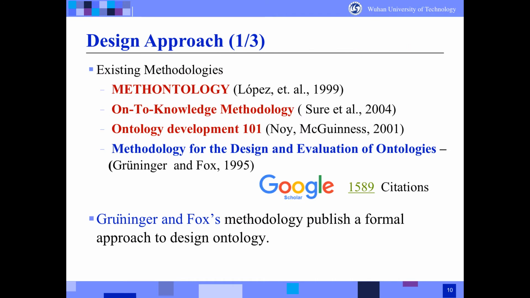To design our ontology, there are many methodologies discussed in the past. For example, the Onto-Knowledge methodology, Ontology Development 101, and one which is very old but is actually the base for all these designs: Methodology for the design and evaluation of ontologies, the Grüninger and Fox methodology, which was discussed in 1995. We have selected this Grüninger and Fox methodology because it's a formal approach to design an ontology, and also very popular, with 1589 citations so far.